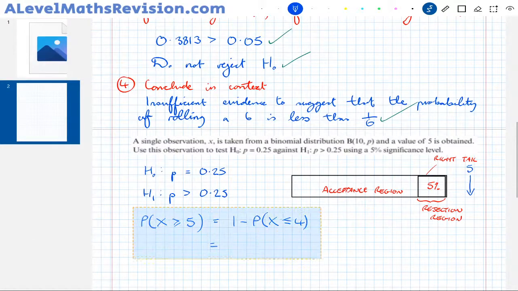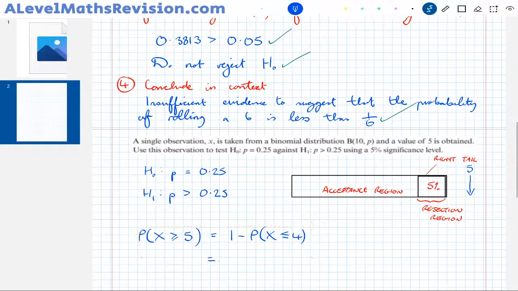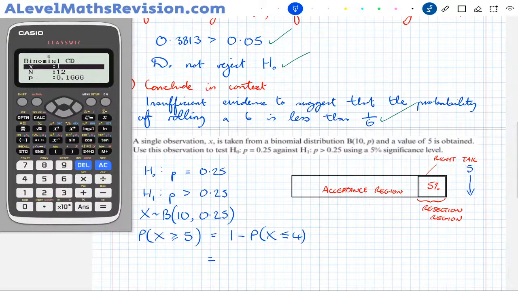And what I should do as well, I should write down the distribution that I'm testing. So x has a binomial distribution. Number of trials 10, and 0.25 is the probability that we're assuming to be true. Might not be. That's what we're trying to find out. Okay, so x is less than or equal to 4 is the one we're calculating. We have 10 trials and the probability of success we're assuming initially is 0.25, giving the benefit of the doubt.